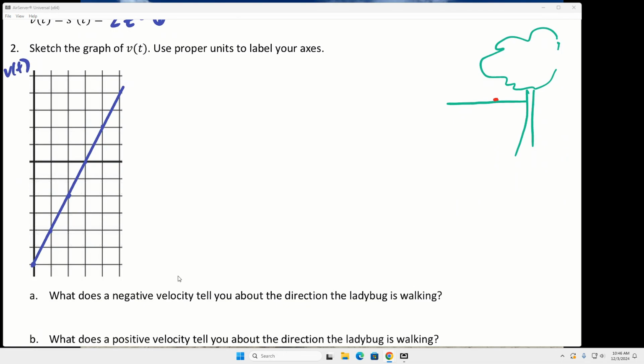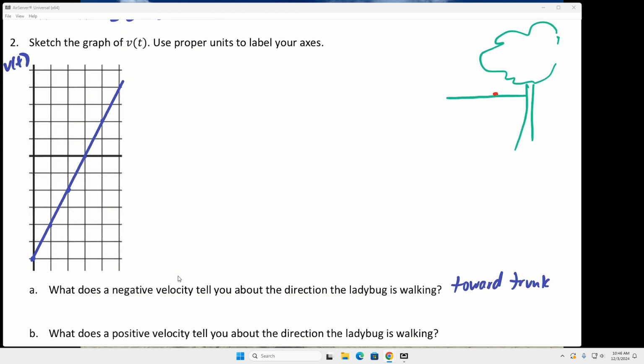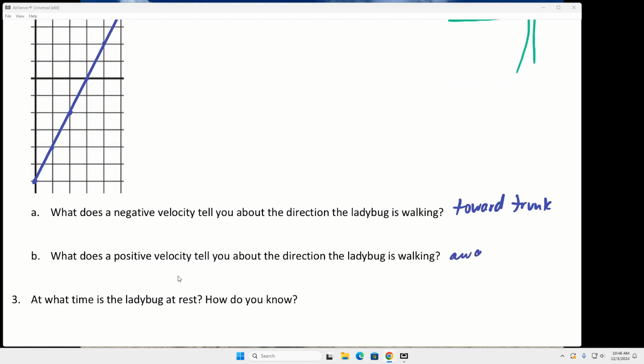Right, closer to the trunk, or toward the trunk. The distance is getting smaller. Right, positive is away.